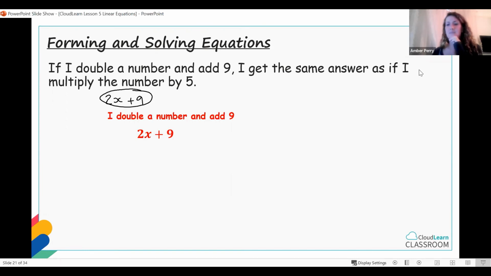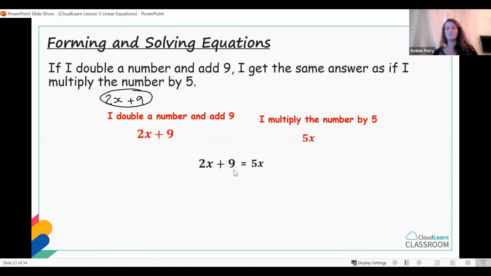And then I get the same answer as if I multiply the number by 5. So I'm going back to my x that I started with, but this time I'm multiplying it by 5. If I multiply a number by 5, it's going to be 5x. And here it says I get the same answer, so that should be a hint that we put these two things equal to each other. Our equation that we're going to have to solve is 2x plus 9 is equal to 5x.